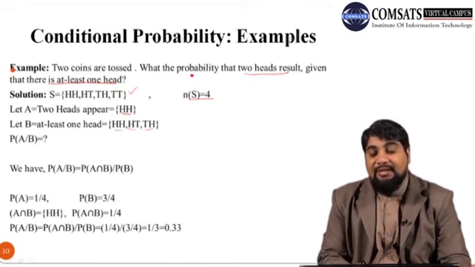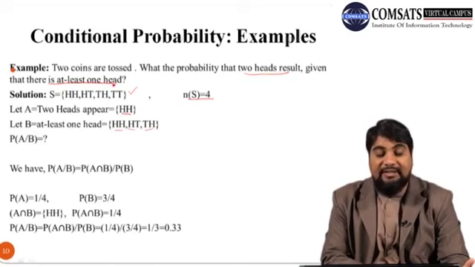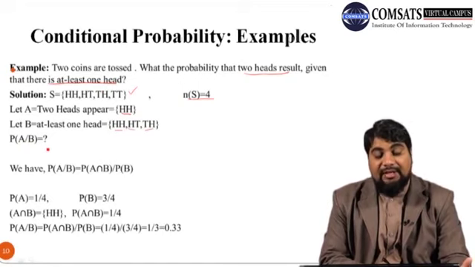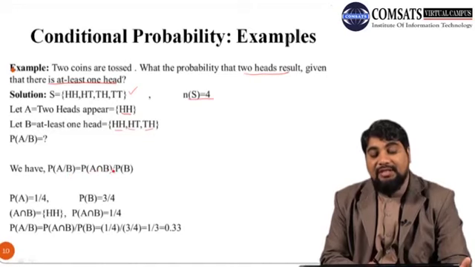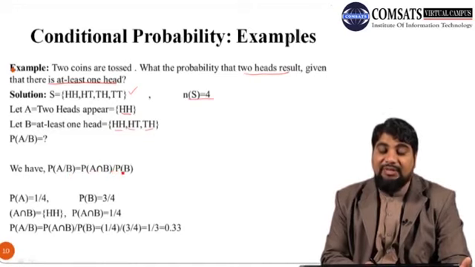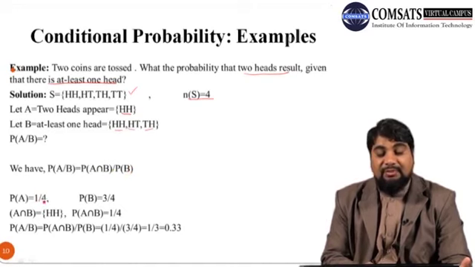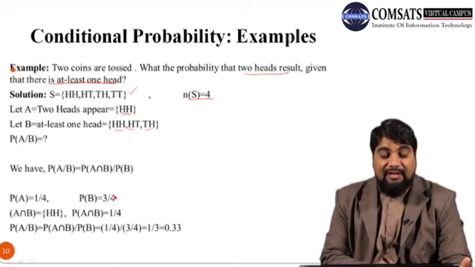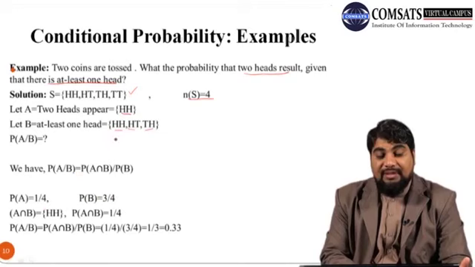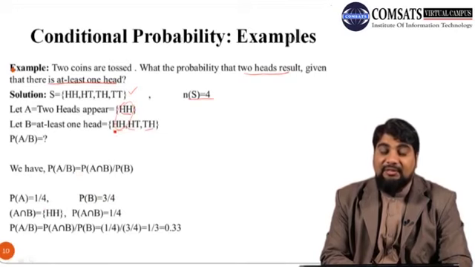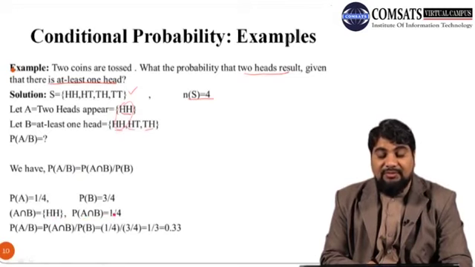So we want to find the probability that two heads result given that there is at least one head. It means A given B. So the probability of A given B is our required task. We know that the probability of A given B is the probability of A intersection B over the probability of B. From this case, the probability of A is 1 out of 4, the probability of B is 3 out of 4, and we calculate their intersection. You can see that this one event is common to both A and B. So the probability of A intersection B is 1 out of 4.